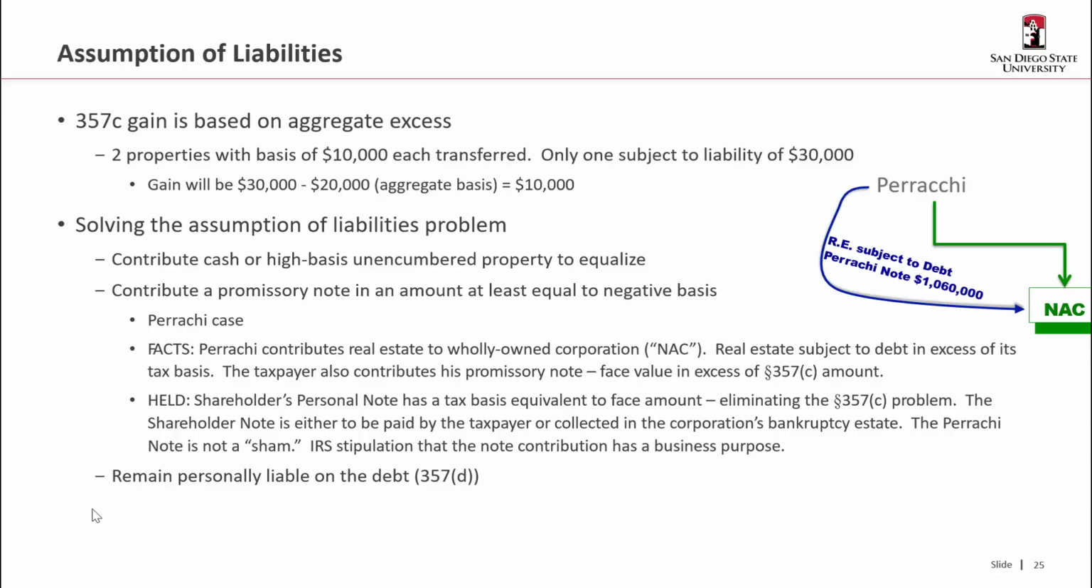Now think about it. This is a wholly owned corporation. He contributes a promissory note to his wholly owned corporation. Does he ever have to pay the promissory note? Can the corporation ever come after him? You see what I mean? So amazingly, this is a trick that got through.